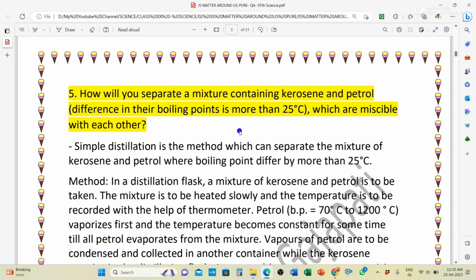Now, how will you separate a mixture containing kerosene and petrol? The difference in their boiling points is more than 25 degrees Celsius, and they are miscible with each other.